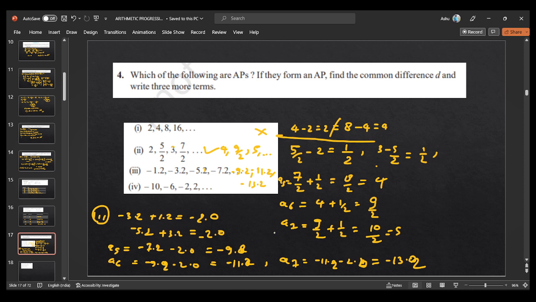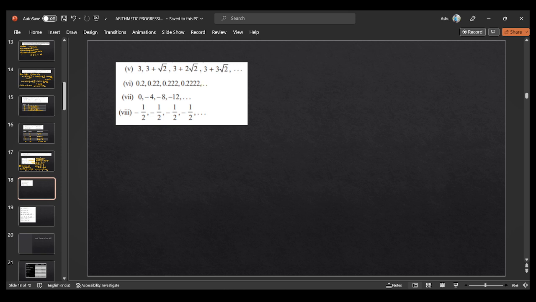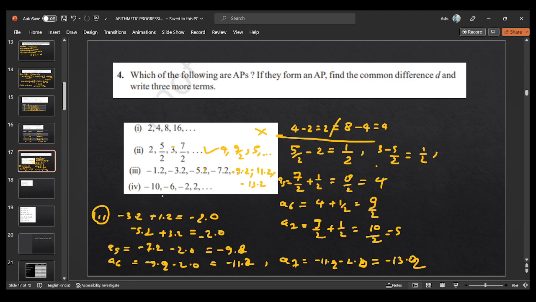Now here there is one question missing. 10, 6, 10, 6: 6 minus 10... the difference will be 4. The common difference is 4. So here, adding 4: 2 plus 4 is 6, 6 plus 4 is 10, 10 plus 4 is 14. That will be the answer.